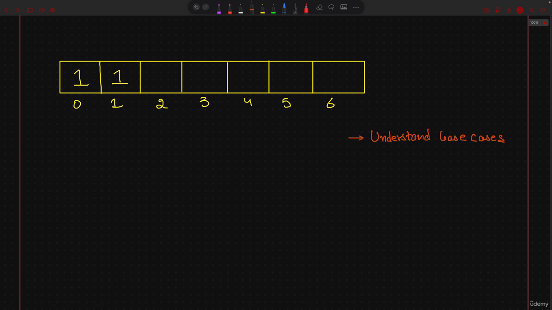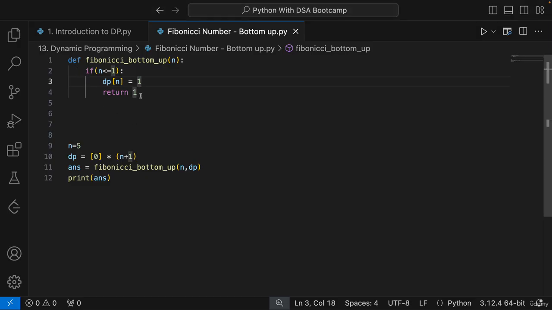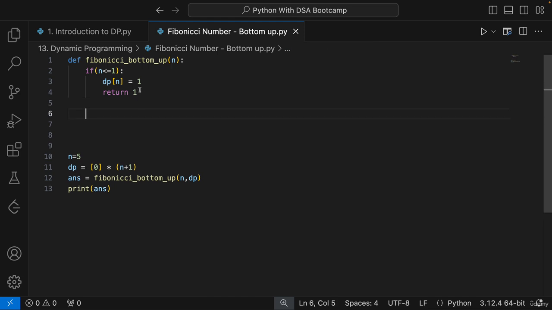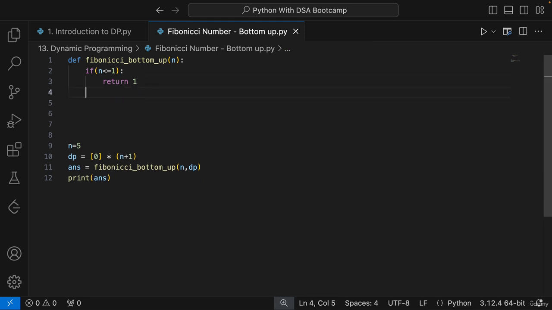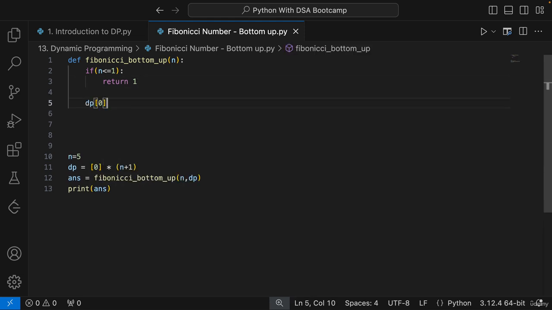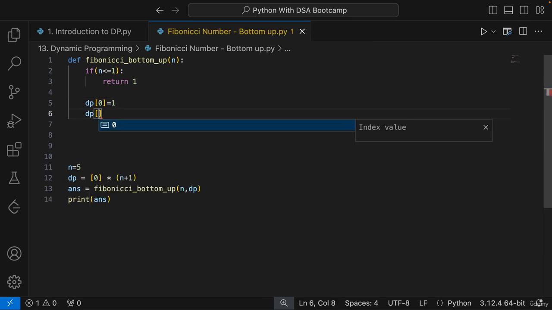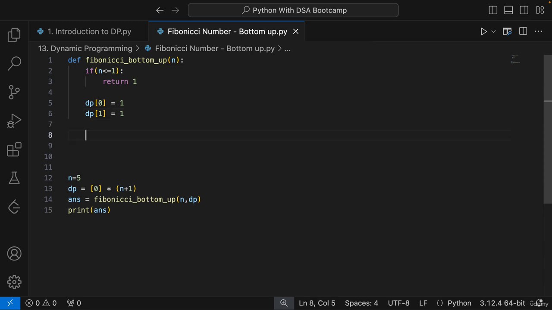So let us try to see this, everyone. How can we do that? I know these are my base cases. Base case 1 and base case 2. I can directly go and fill these in my array, in my list. So what can I do here, everyone? Actually, we can get rid of this. Instead, dp of 0 equals 1, dp of 1 equals 1. Now these I am writing because I know the answer. They are the base cases.